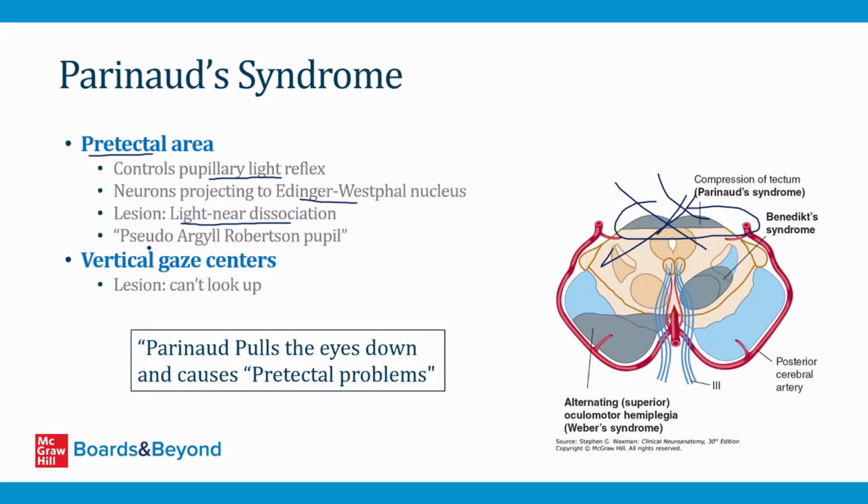This is sometimes called a pseudo-Argyll-Robertson pupil because you can get this same finding in neurosyphilis. It's called an Argyll-Robertson pupil. And this looks just like that, but it occurs in patients who don't have syphilis. That's why it's called a pseudo-Argyll-Robertson pupil.